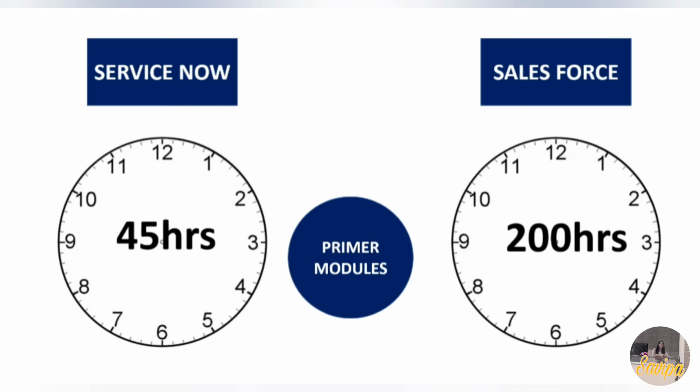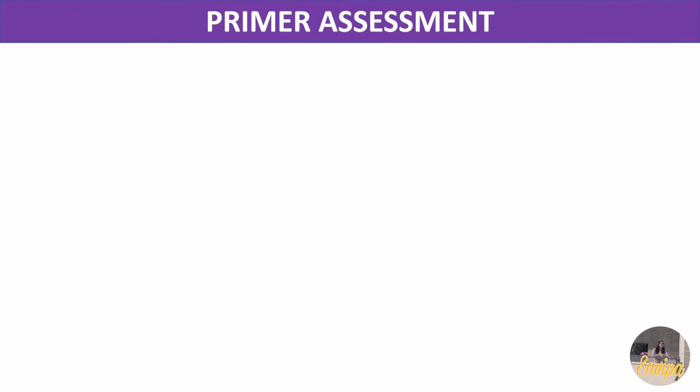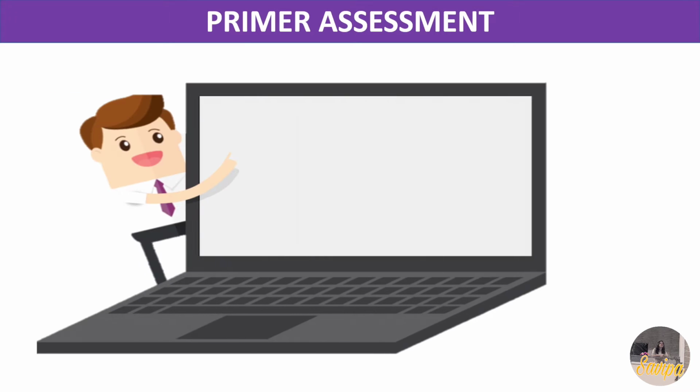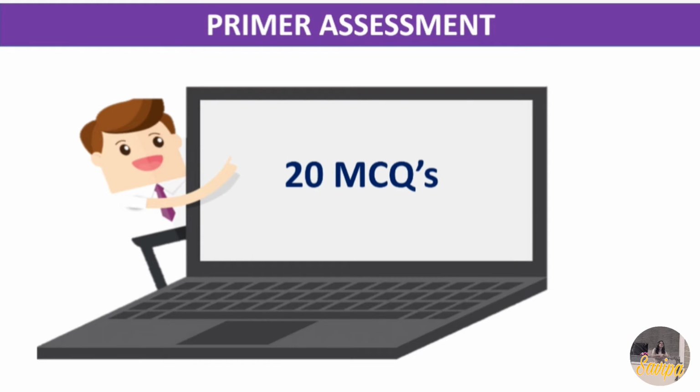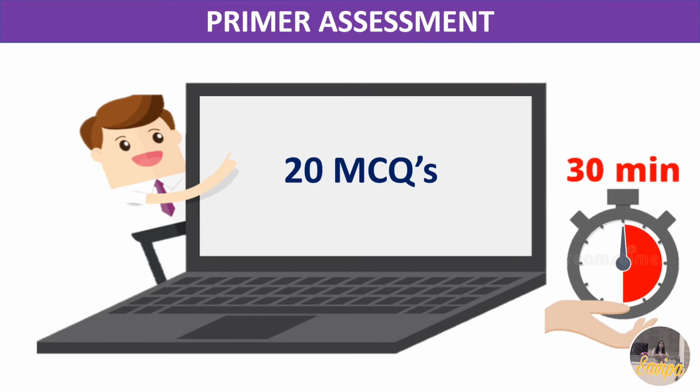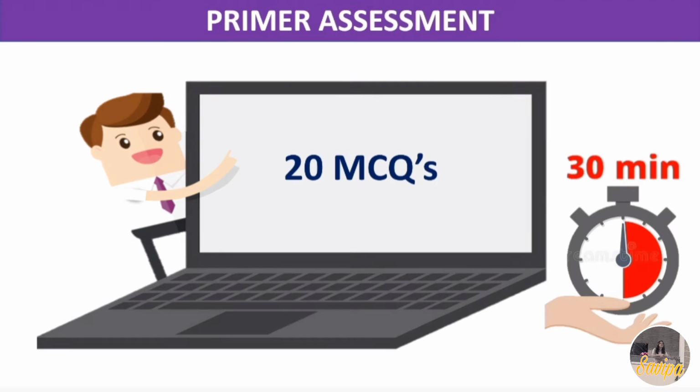Now let's move to the primer assessment pattern. In the online exam you are going to attempt, they will provide you 20 MCQs, that is 20 multiple choice questions. You don't have to attend any coding questions in the primer assessment. For these 20 MCQs, you will be given 30 minutes. In half an hour you have to complete these 20 MCQs. This is pretty easy; if you are prepared, you can easily clear this exam.